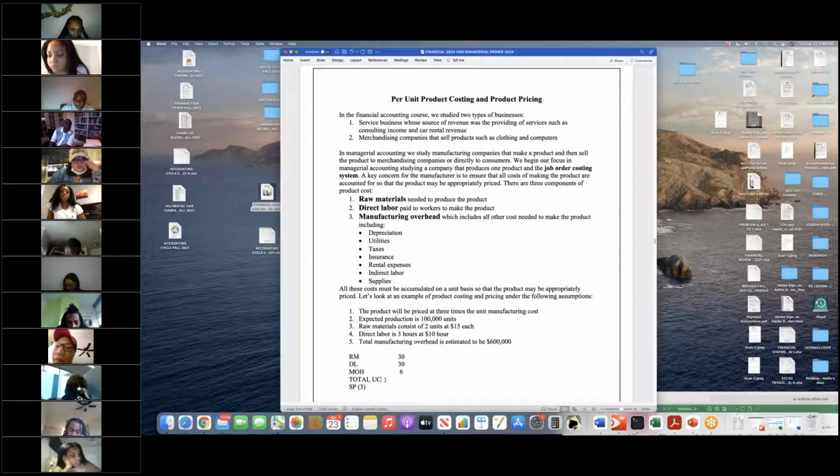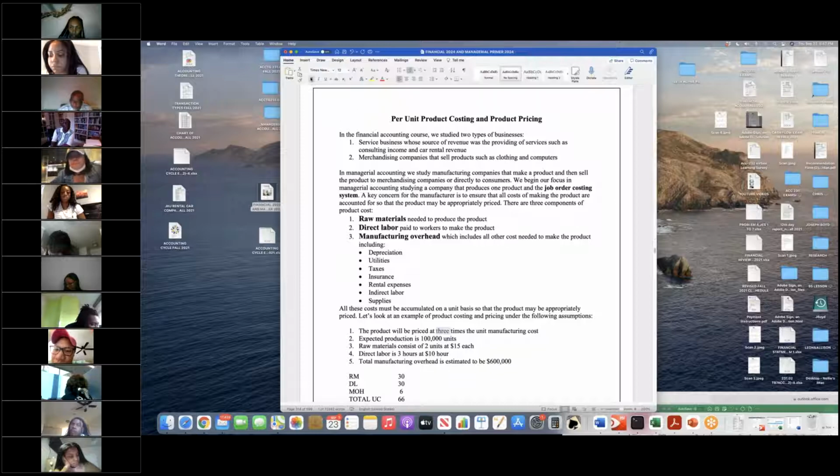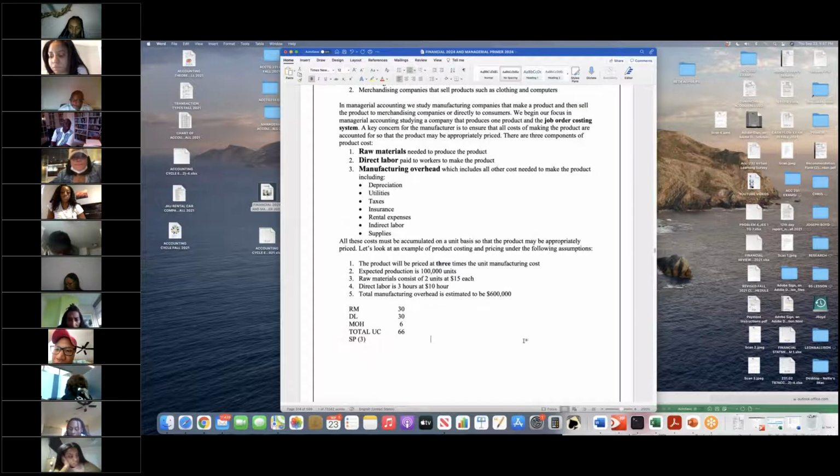So our total cost is what? No, $66. And what's our selling price multiple? 3 times the unit manufacturing cost. So our selling price multiple is 3. So what are we going to sell it at? $198.